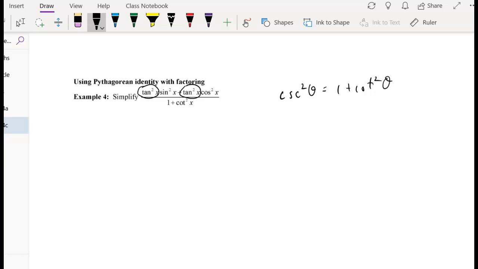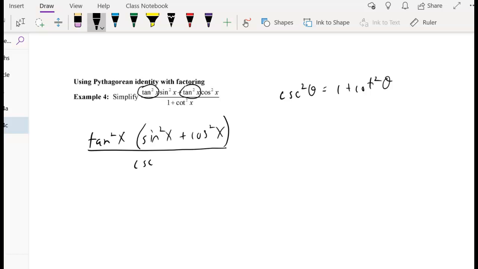Okay, so going back to the numerator, take out that common factor, tangent squared of theta times the sine squared of theta plus the cosine squared of theta, except that they're x's. So let's just make them x's. It really doesn't matter, but we don't want it to look weird. Okay, and then over what? Well, we know from here that 1 plus the cotangent squared is just the cosecant squared, so we can rewrite this as the cosecant squared of theta.